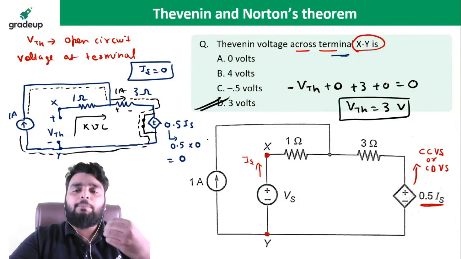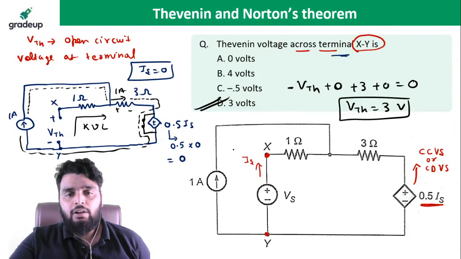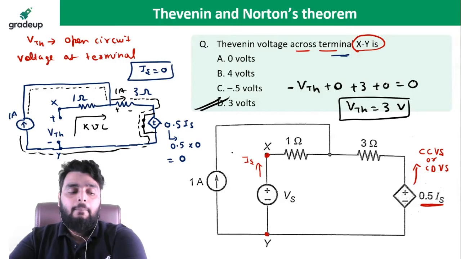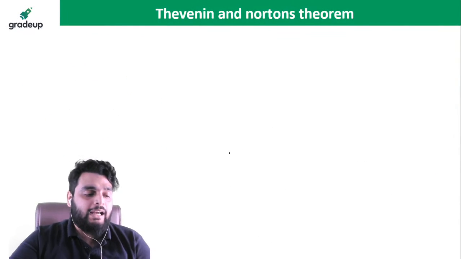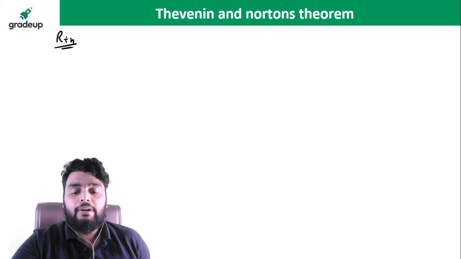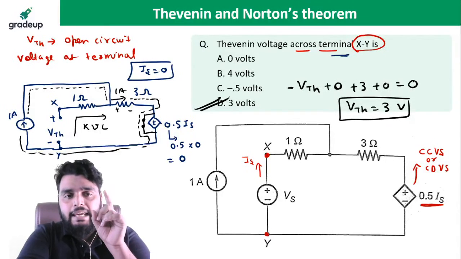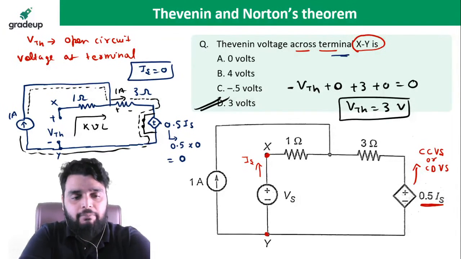Okay, now let us suppose in the same question I want to find out RTH also. It is not asked in the question, but for the same question I want to find RTH also. So if I want to find RTH, first of all you need to see which case is given. Is this case 1 or case 2? Everyone should give me the answer.